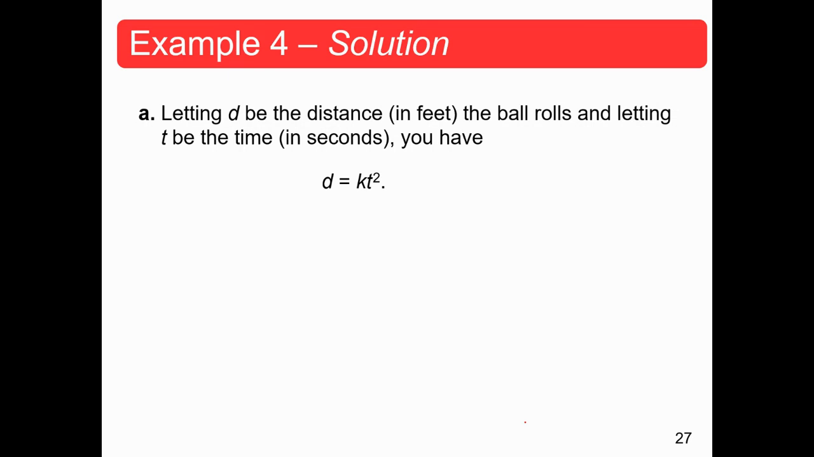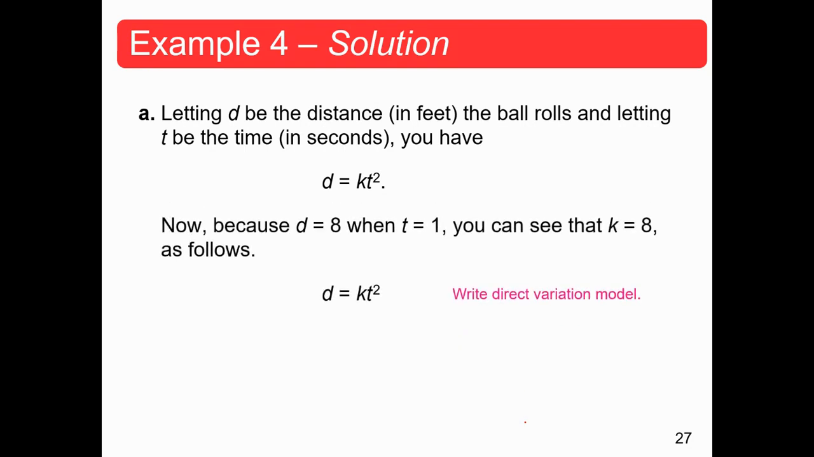So here's our first equation. We know that d is your distance and t is the time. So we're going to say d equals kt, and we know it has to be squared, so it's t to the second. We have d equals 8 and t equals 1. So we're going to replace those in our equation so that we can solve for k. So 8 equals k times 1 squared, and then you know that k is 8.